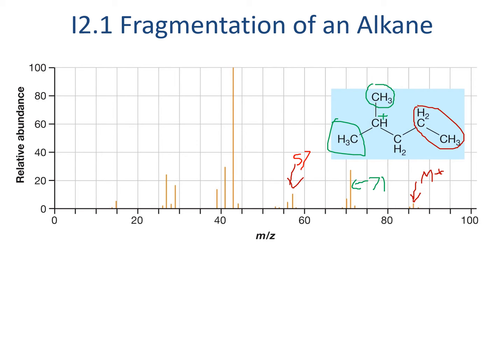It's even better if we shave off this entire group though, and then we end up with a secondary carbocation. If we shave off another 14 right here from the CH2, to go 14 lower than 57, we end up with a 43 peak, and that corresponds with these carbons over here with a secondary carbocation. Again, much more stable than the primary carbocation.